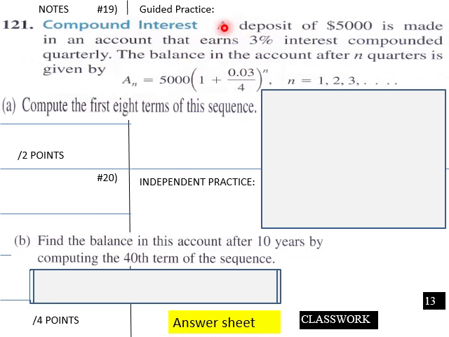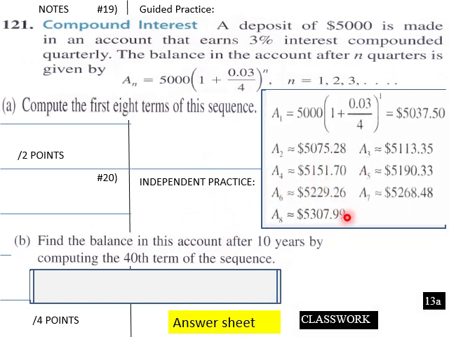Okay, let's try this one here. Deposit $5,000 into an account that earns 3% interest compounded quarterly. The balance in the account after n quarters is given by this function here. Compute the first 8 terms of the sequence. So here is our function. There's your n there: 1, 2, 3, 4, 5, 6, 7, 8.